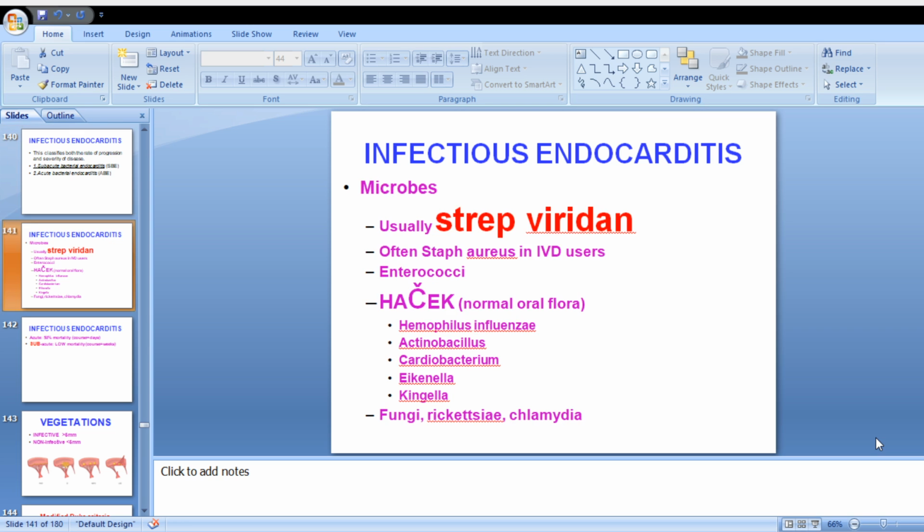These are the causes of infective endocarditis. Among microbes, Staph aureus in intravenous drug abusers, and Streptococcus viridans is also very common. Enterococcus of the Streptococcus family is also very common, and some normal oral flora also cause infective endocarditis. They are Haemophilus influenzae, Actinobacillus, Cardiobacterium, Eikenella, Kingella, and in a few cases fungi, Rickettsia and Chlamydia also participate.